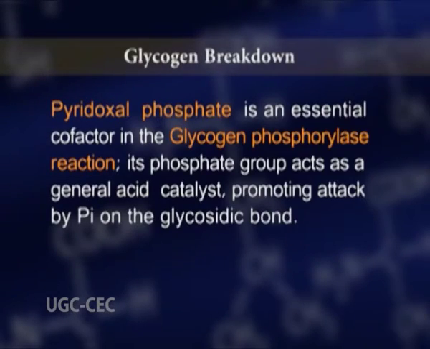glucose 1-phosphate. Pyridoxal phosphate is an essential cofactor in the glycogen phosphorylase reaction. Its phosphate group acts as a general acid catalyst promoting attack by inorganic phosphate on the glycosidic bond. Glycogen phosphorylase acts repetitively on the non-reducing end of glycogen branches till it reaches a point 4 glucose residues away from an alpha-1,6 branch point where its action stops.